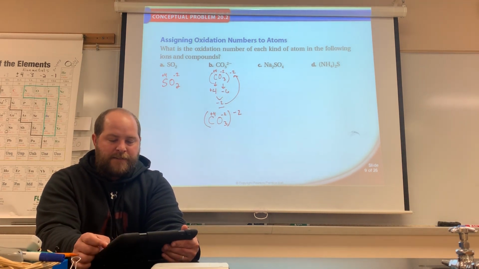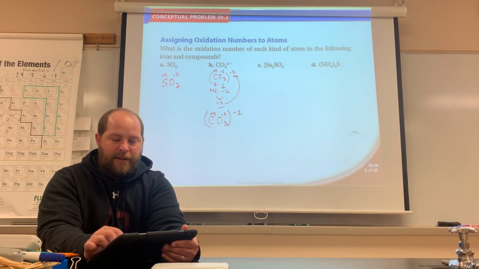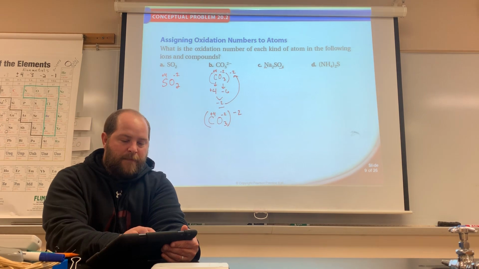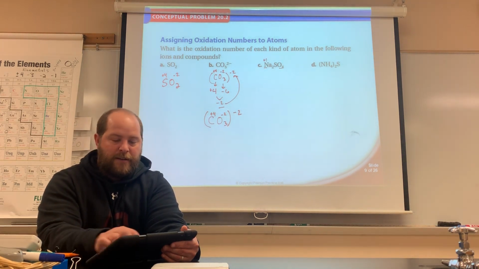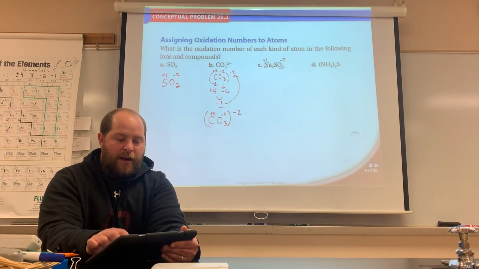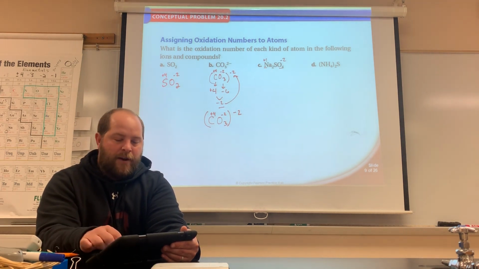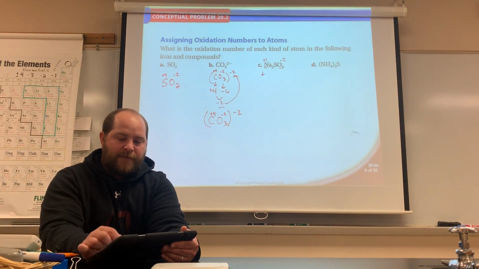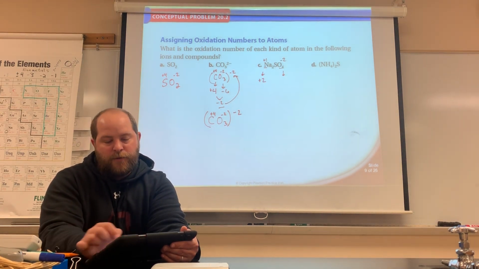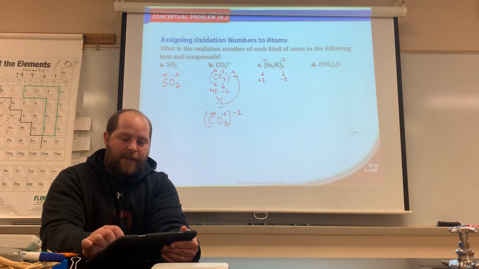All right, so let's look at letter C. Here's one where I like to attack the ends and then fill in the middle. Sodium is a +1 for sure. Oxygen's a -2 for sure. So the sulfur is what we have to figure out. I'll do the steps that I do in my head here. From the sodium we have a +2. From the oxygen we have a -8.